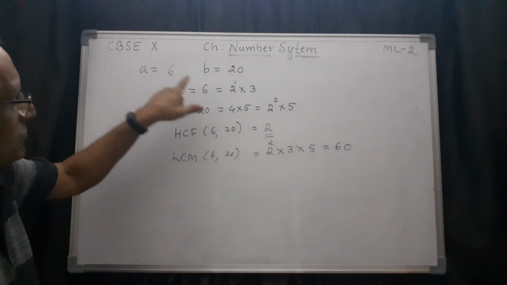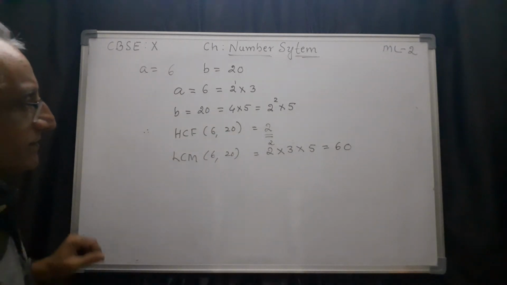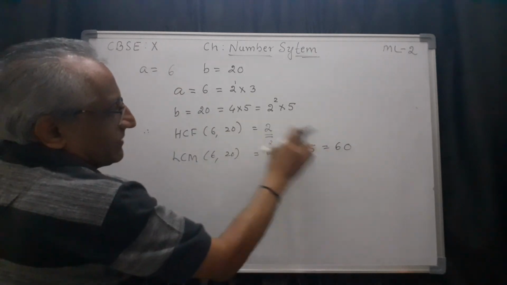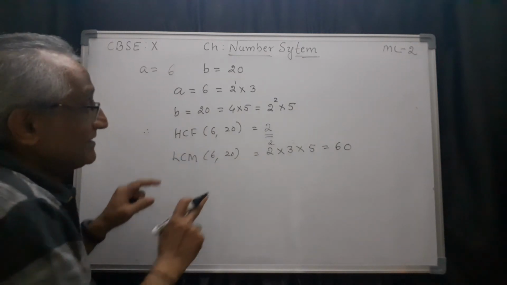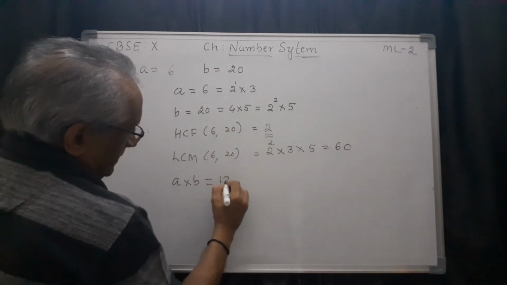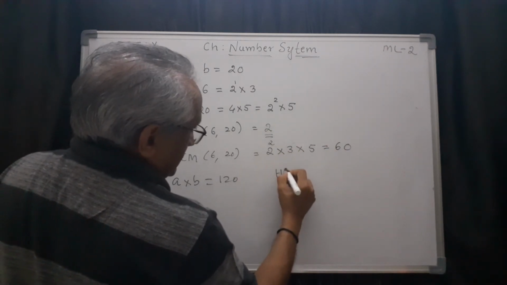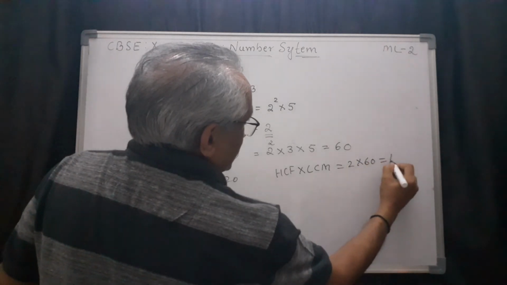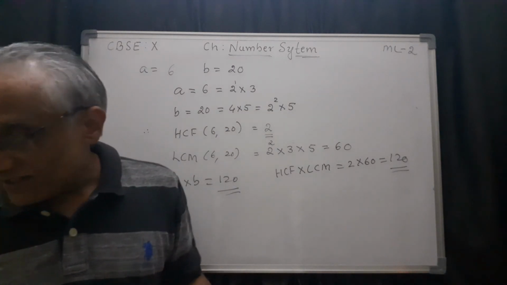Now you can check also. See, HCF is 2. 2 divides 6 and 2 divides 20 also, highest common factor. And this also you can check. See, 60 by 6 is 10 and 60 by 20 is 3. And you can check one more thing, whether it is correct or not. See, a into b, when you take, it is 120. And here also, HCF into LCM, when you take, it is 2 into 60, once again 120. So that means our calculation is correct. You can cross verify using this property.